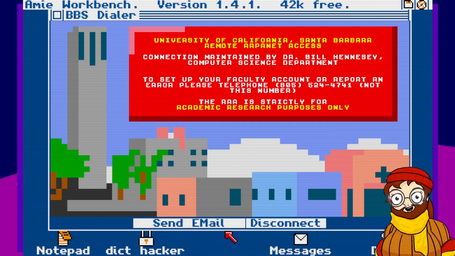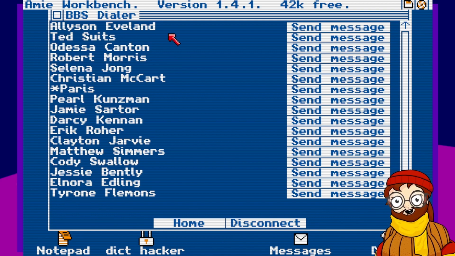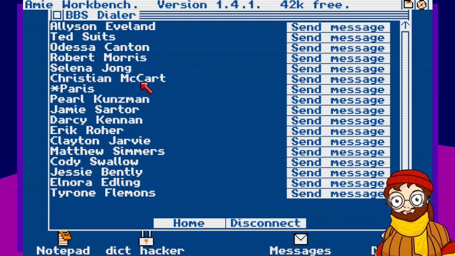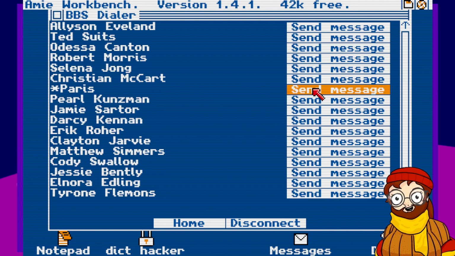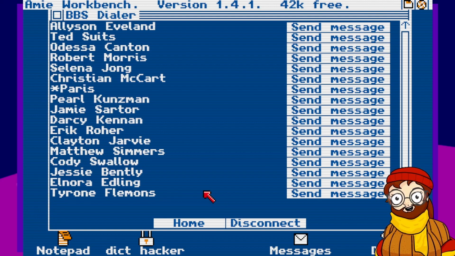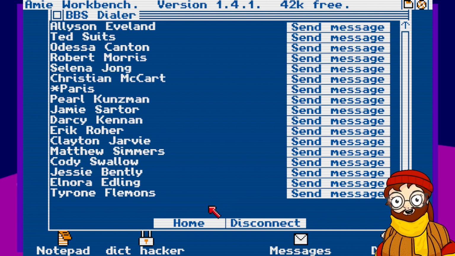Sharpener. Cool. Okay, cool. Let's see. Alyssa Evelyn, Ted Suits, Odessa Canton, Robert Morris, Selena Young, Christian McCart, Paris. Is that the same one? I think so. It's kind of hard to tell. Okay. Pearl Kunzman, Jamie Sarton, Darcy Kennan, Eric Roher, Clayton Jarvie, Matthew Simmers, Cody Swallow, Jesse Bentley, Elnora Eldling, Tyrone Flemons. So, once again, first time I played this game, I still didn't know you could toggle back and forth at this point. I hadn't learned that yet. I think I learned it like halfway through this conversation that you could do that. But, yeah, I dialed into that number a lot the first time I played.